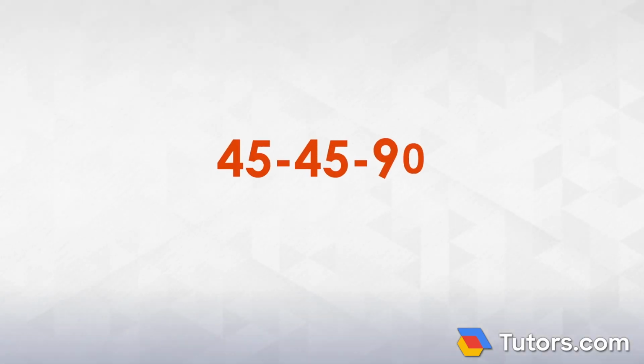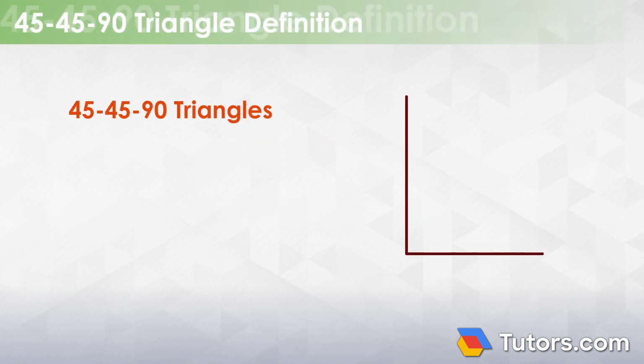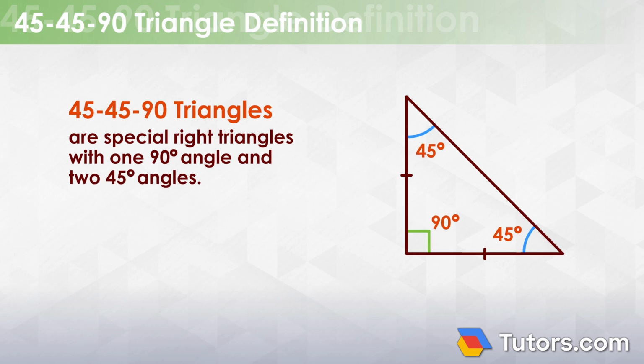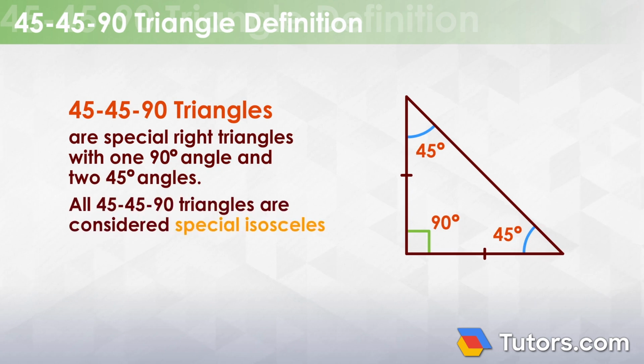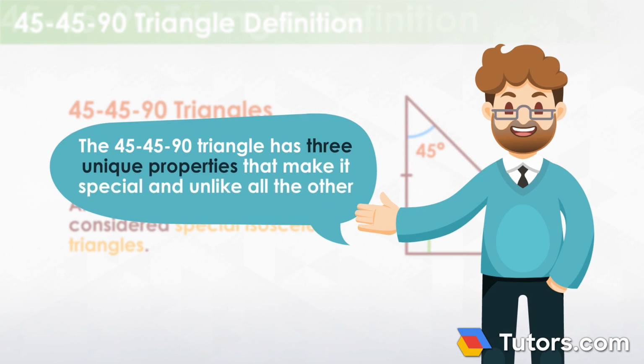45, 45, 90 triangles. 45, 45, 90 triangles are special right triangles with one 90-degree angle and two 45-degree angles. All 45, 45, 90 triangles are considered special isosceles triangles. The 45, 45, 90 triangle has three unique properties that make it special and unlike all the other triangles.